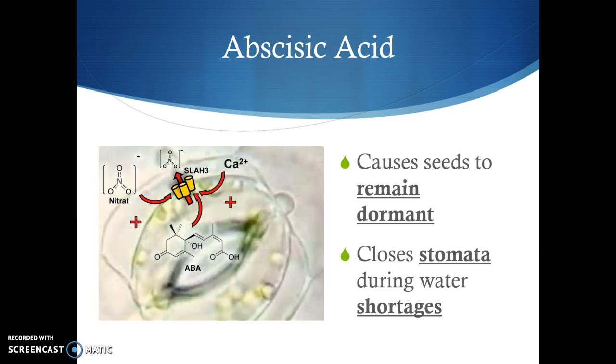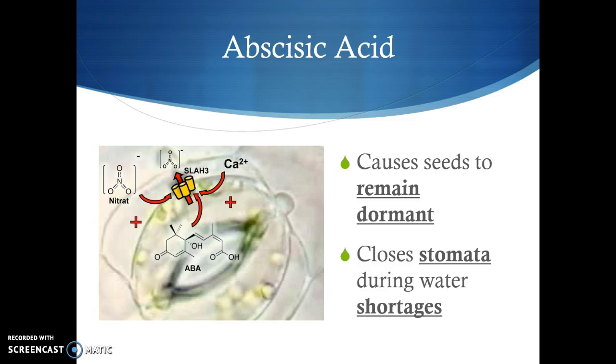The last hormone is called abscisic acid. And abscisic acid is commonly found in seeds because it's going to help them remain dormant. So seeds are still living, even though they might look like they're not moving or not responding. They're just dormant. They have a reduced state of metabolism, and that's due to the presence of abscisic acid.